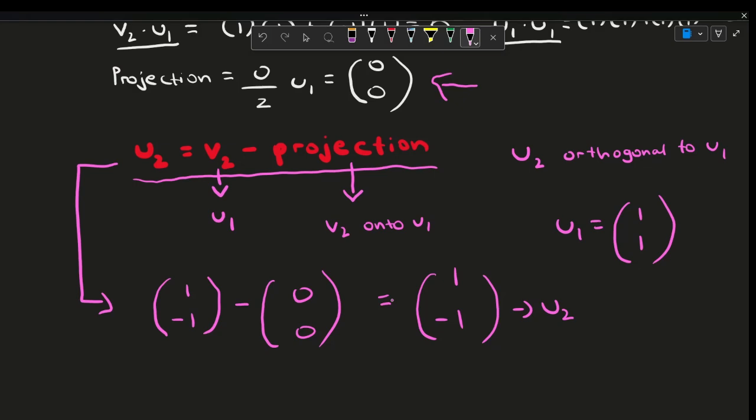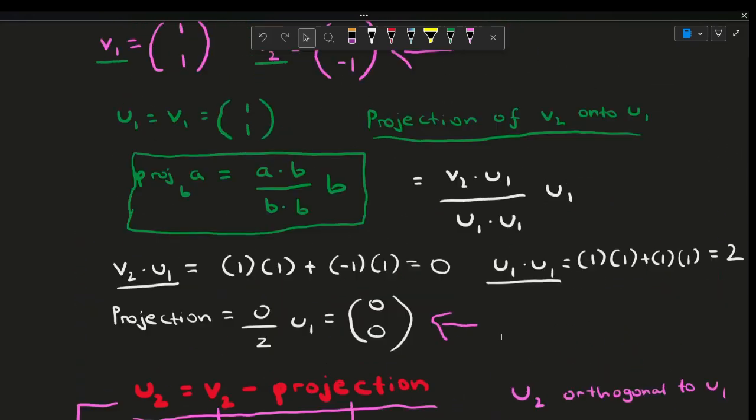So we found u2 and u1. That's how easy the Gram-Schmidt process is. We've converted them into orthogonal vectors. That's how easy it is. We just follow these three steps.